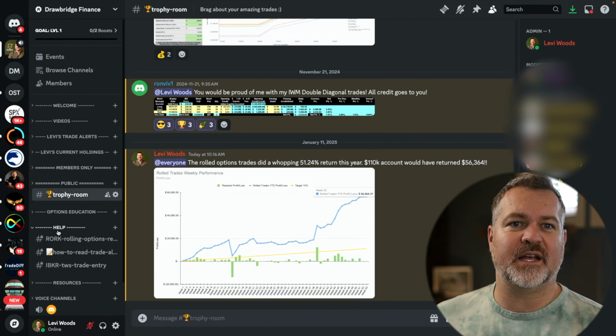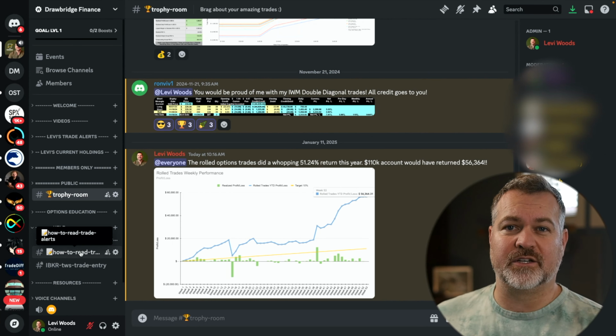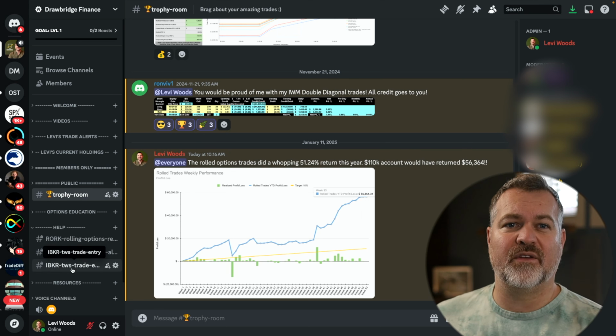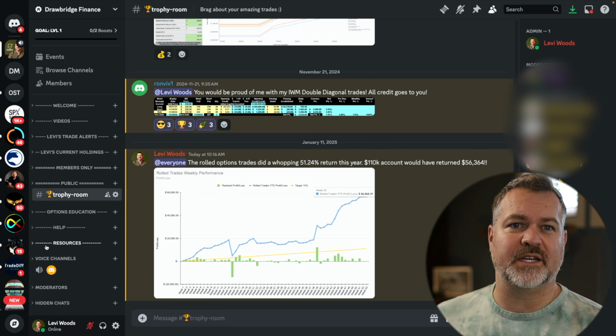Then we've got the help section. If you've got a question about the RORC, you can go there. You can see the updates and things like that. You can learn how to read the trade alerts if you're not sure. I'll go over that in a moment. IBKR TWS trade. This is like how you might enter a trade specifically in Trader Workstation.